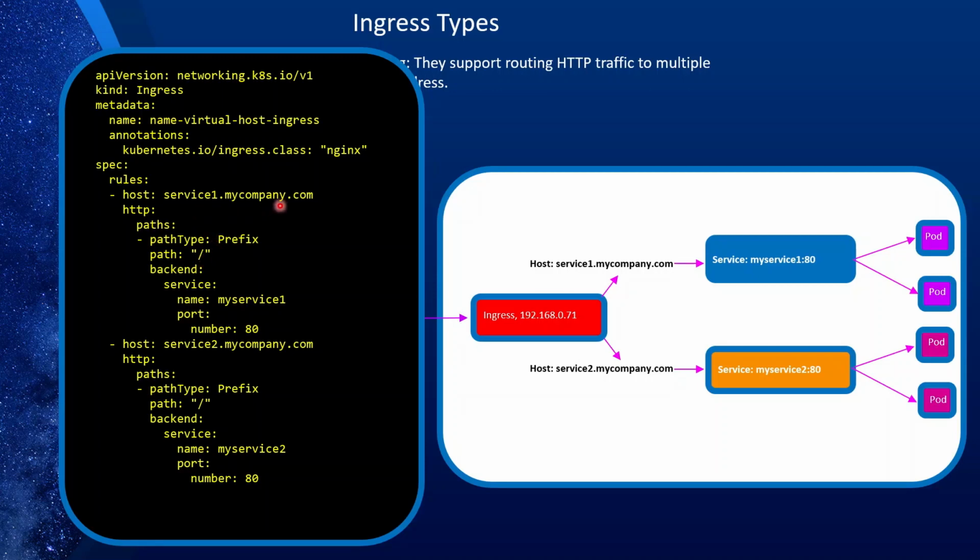If you specify this host, then any path that we specify, it always calls my service 1. You could be more specific if you want to, but for this case, if they specify service1.mycompany.com, regardless of what path they specify, we want it forwarded to this service. Again, we specify the backend, which really defines the name of the service and the port number that it's listening to. And similarly, we do the same thing for myservice2.mycompany.com.